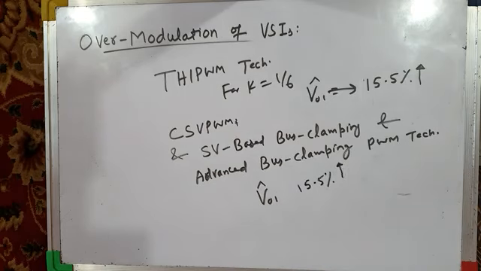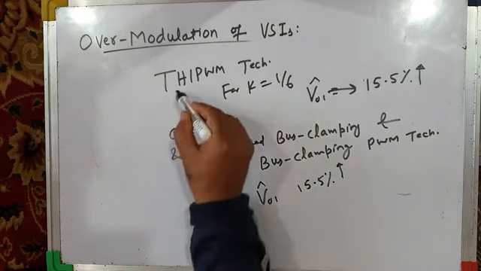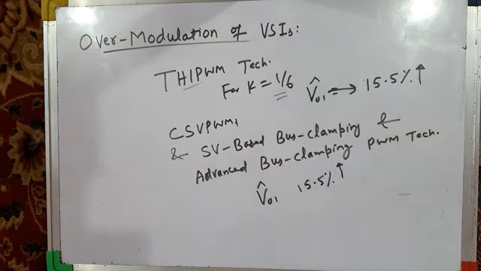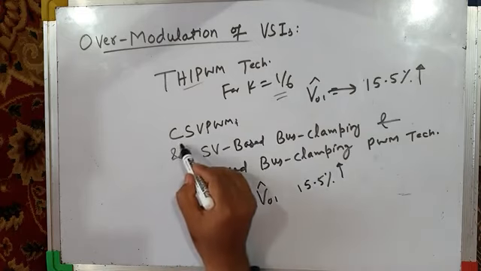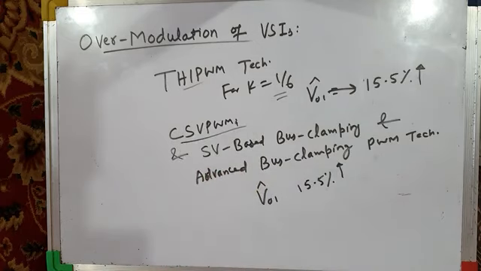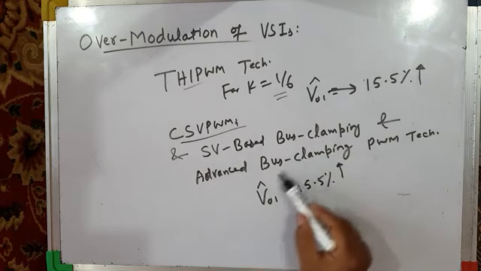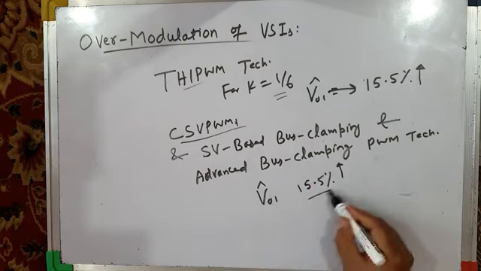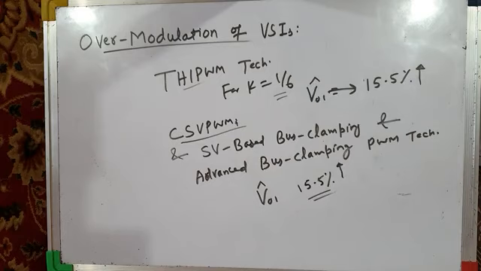Okay, so that means if you consider the continuous PWM technique, we have the third harmonic injection PWM technique for K equal to 1 by 6, we can get 15.5% higher inverter output voltage. The same results we can get in conventional space vector PWM technique or space vector based bus clamping and advanced bus clamping PWM techniques. They also raise the inverter output voltage by about 15.5%. But still the DC bus remains underutilized.